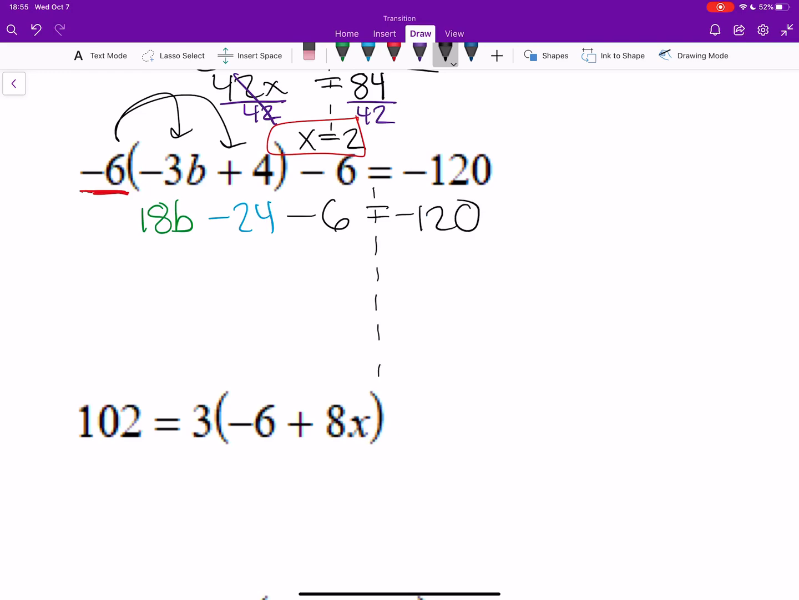Again, I'm going to say, hey, are there any like terms to combine? There sure are. I can combine these two because they're both numbers. Be careful how you type this in your calculator.